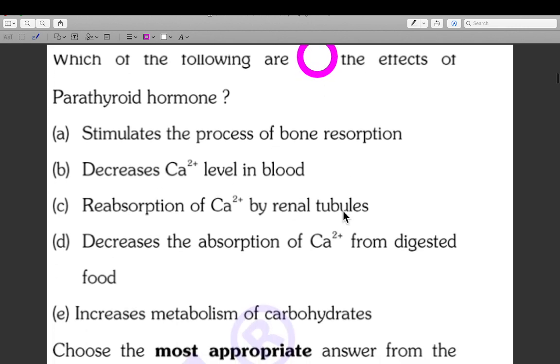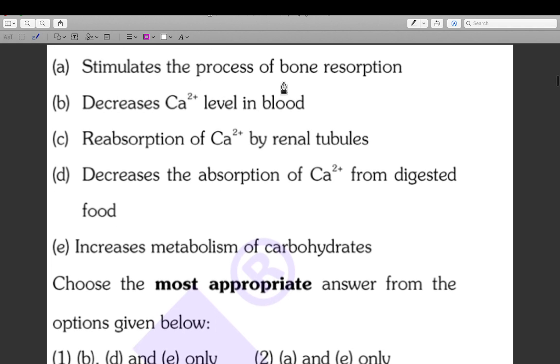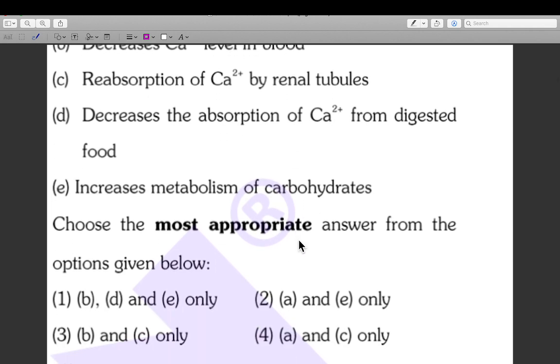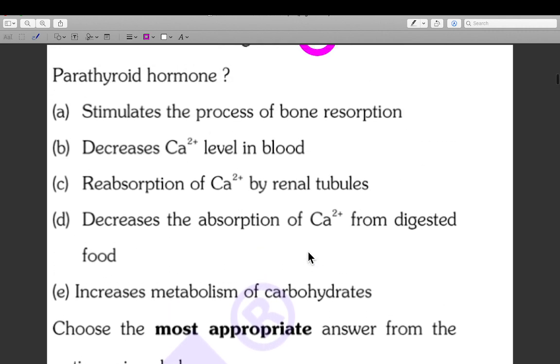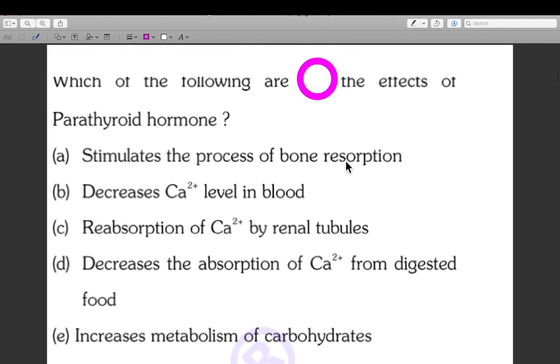Right, so they have given you 5 statements और 5 statements के बाद आपको चूज़ करना है कि कौन से incorrect options हैं. So पहले the approach to these questions is that you have to read and check which are the correct and which are the incorrect. So parathyroid hormone stimulates the process of bone resorption. Yes, it does. Does it decrease the calcium level in blood? No, it does not. It increases it.